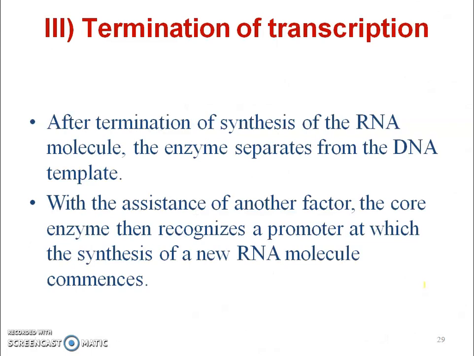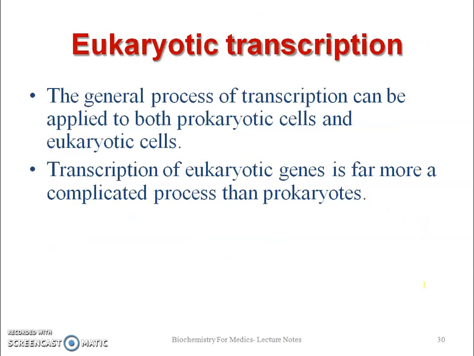After termination of the synthesis of the RNA molecule, the enzyme separates from the DNA template. With the assistance of another factor, the core enzyme then recognizes a promoter at which the synthesis of a new RNA molecule begins. So now the enzyme, the RNA polymerase, will go and find another promoter for synthesis of another RNA. But that RNA which we need now is made. But that RNA which is made is not the proper RNA.